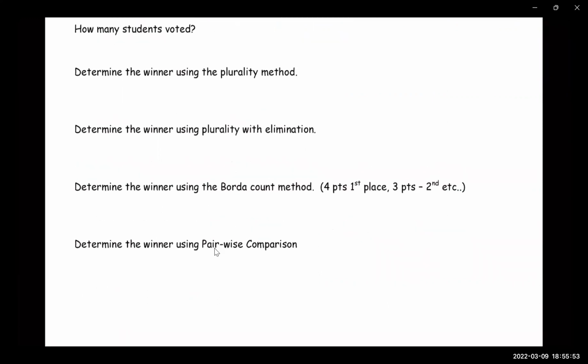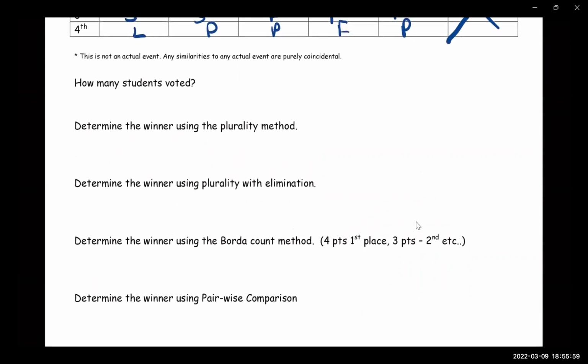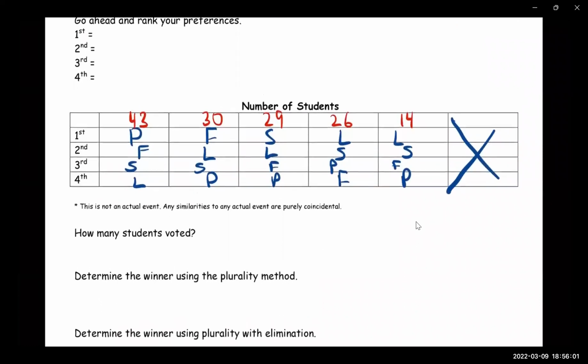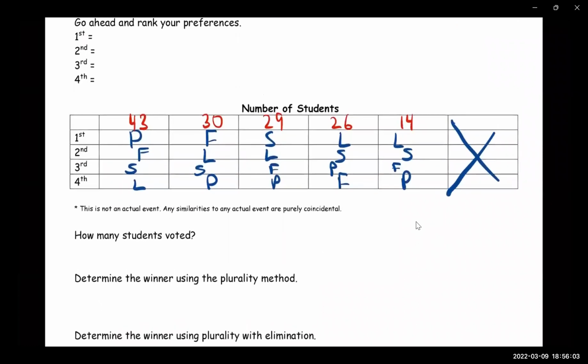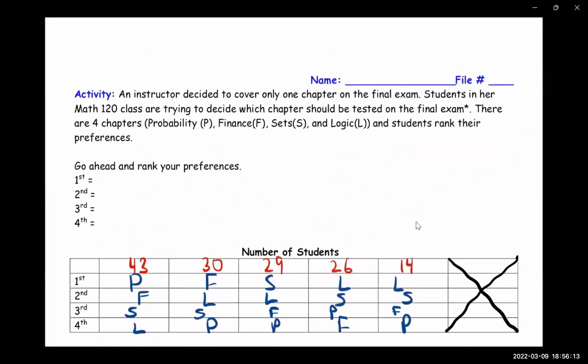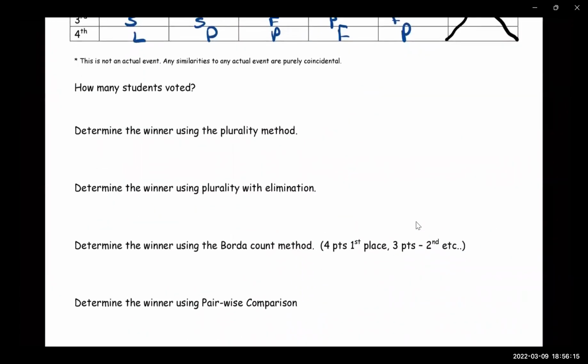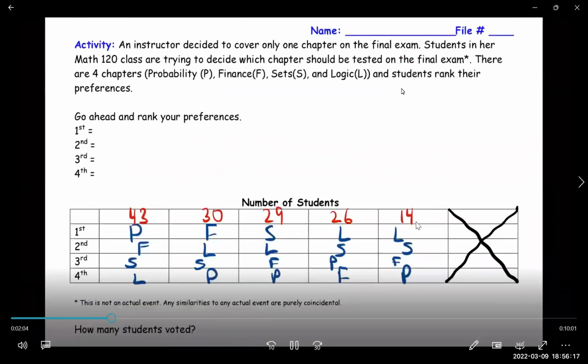All right, and then the final thing that you need to do is find who wins using the pairwise comparison method. So those are the 4 methods we learned last class. That's basically all we're doing today. It's just for you to practice those methods. So let me eliminate this column out. All right, so I'm just going to get you all in groups, and you guys work on this in groups.